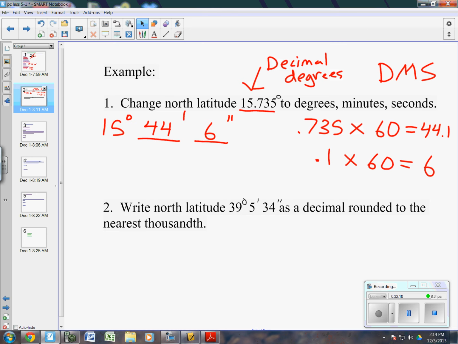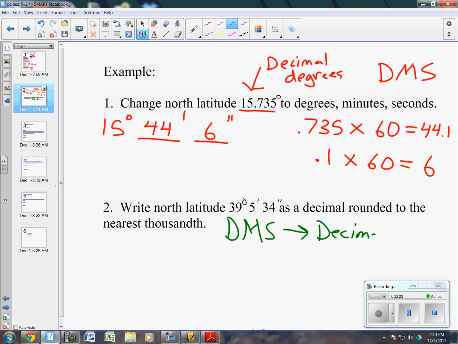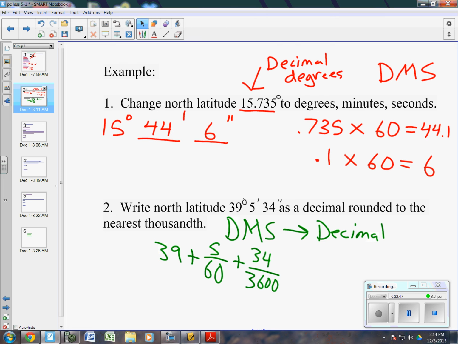Now, I would write this one down too. How to change degrees, minutes, seconds. So we're going to write degrees, minutes, seconds converted to decimal degrees. All you have to do is this: 39 plus 5 divided by what do you think? 60, plus 34 divided by what do you think? 3,600. Because it's in the seconds place. And put that in your calculator, and you'll get the answer. So tell me what it is.